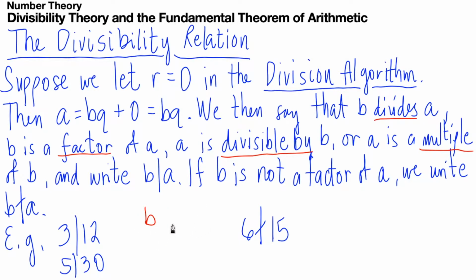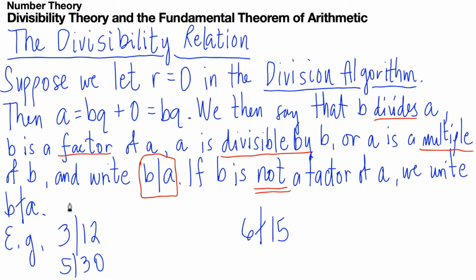Just take note, it's very important not to write this in this manner, because we can read that as b divided by a. The line should be a straight vertical line, not a diagonal. So we write it this way. Let me box that. If b is not a factor of a, we write it this way: we put the vertical line and then we put a cross sign behind it. Therefore b does not divide a, or b is not a factor of a.